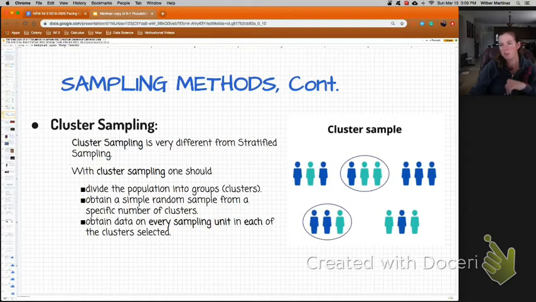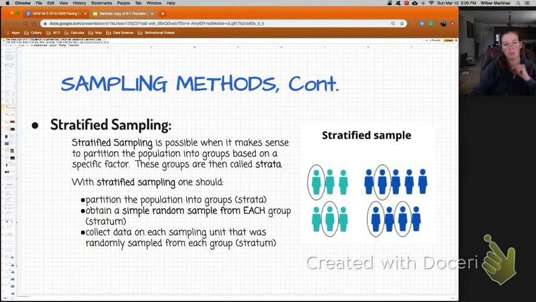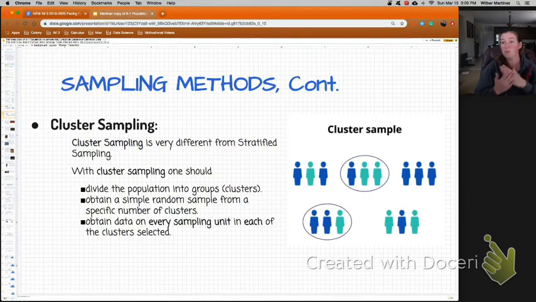And then we have cluster sampling. Now, cluster sampling and stratified sampling are very, very similar, but there's a slight difference. So in stratified sampling, we divide the population into groups, into strata, and then choose a couple people from each group, or however big the population is, maybe more than a couple. In cluster sampling, we also divide the population into groups, but the way that you sample is a little bit different. So cluster sampling is different because after you divide the population into groups or clusters, you obtain a simple random sample from a specific number of clusters.